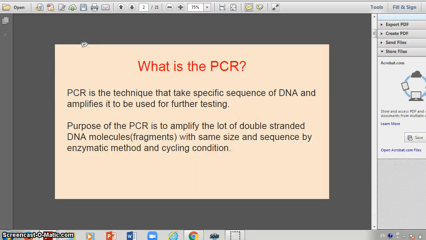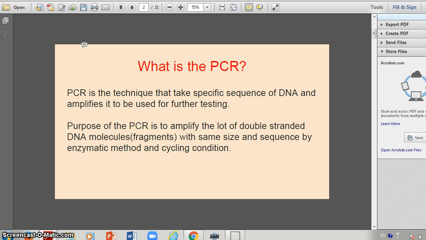First we will see what is PCR. PCR is polymerase chain reaction. Why is it called polymerase? Because there is use of the DNA polymerase enzyme. Then why is it chain? Because in this reaction, the product which is formed in the first cycle is utilized as a substrate in the second cycle. So that's why it's a chain reaction.